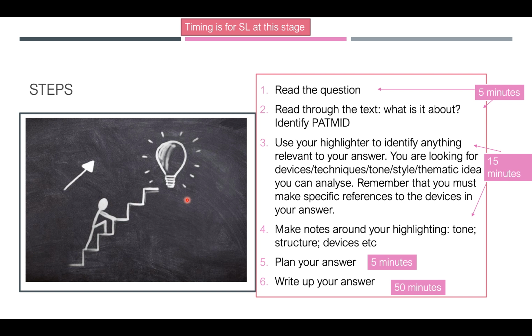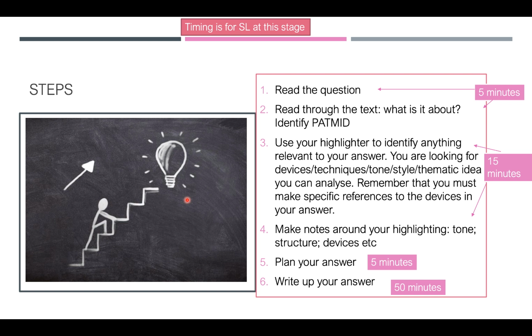So definitely do spend about 5 minutes reading the question, then read through the text, think about what it's about, identify PATMID as you go. The D in PATMID, the devices, will take a little bit longer for you to do. So you may go back and do that on your second go through of the text. Just go through it, think about what kind of text it is, what it's about, what ideas are expressed, if there's a particular viewpoint that you can identify.